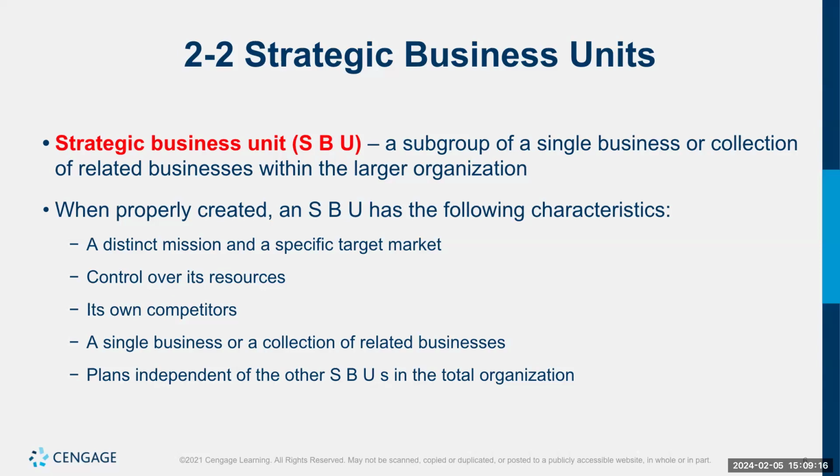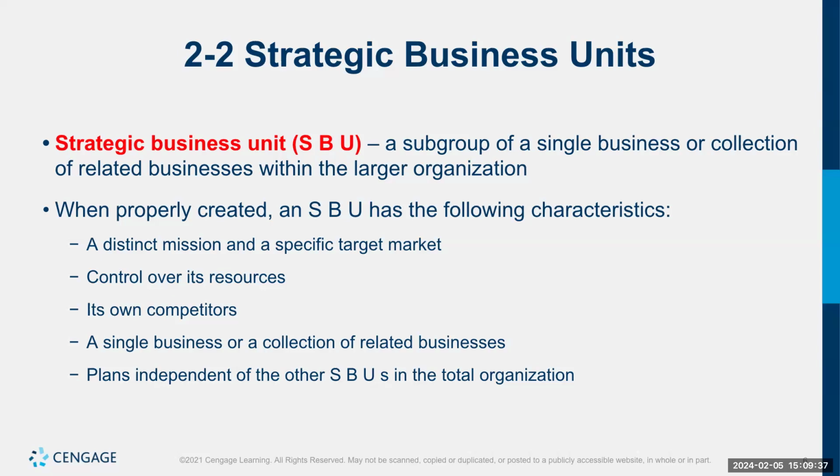Within the strategic business unit, they also have control over resources. How are they going to allocate the resources? Things like budgets, personnel, assets. They have autonomy to make these independent decisions.